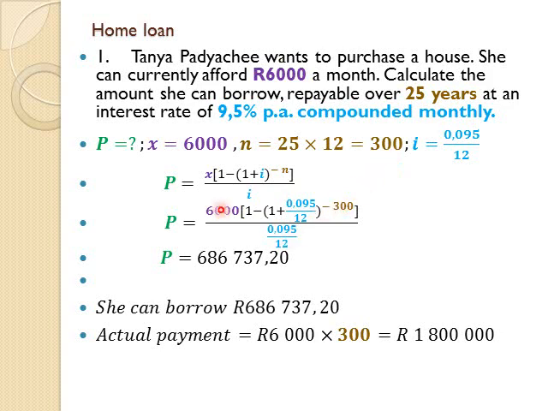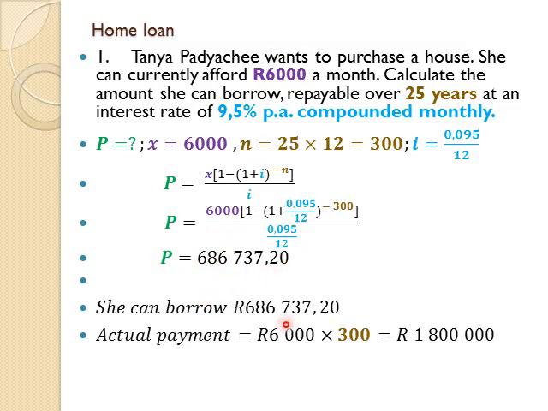If I punch that all in a calculator, currently the bank at that interest rate will lend 686,737 Rand 20 cents. So that's how much they would lend you. If you punch that in on a home loan calculator, that's what it basically calculates.